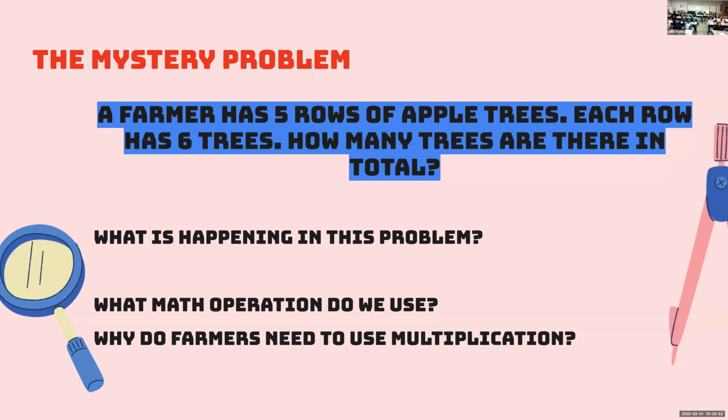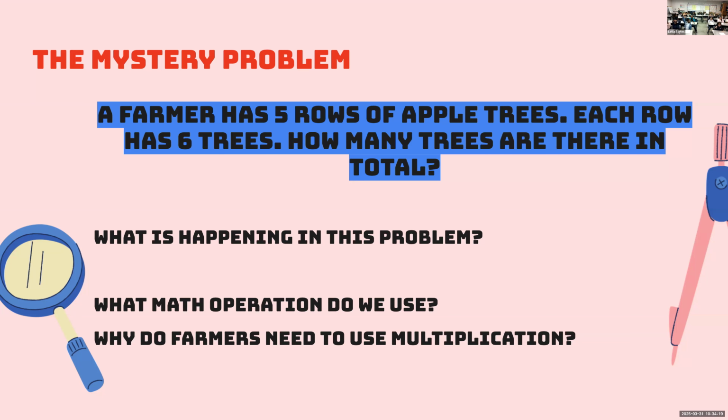All right, and then we're gonna do our last read. A farmer has 5 rows of apple trees. Each row has 6 trees. How many trees are there in total? We have 5 rows of apple trees, right? And on each row we have 6 trees. What operation are we gonna do? Tell me. Multiplication. How do you know?